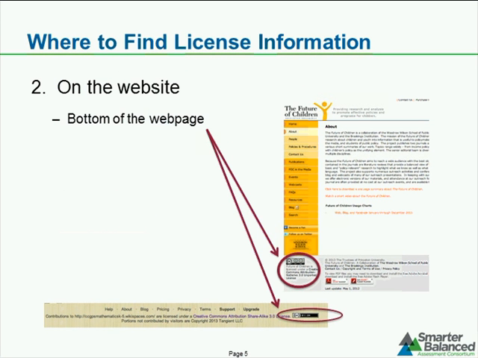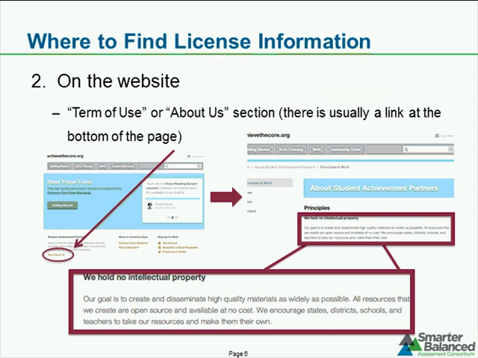If you cannot find any license information on the material itself, then check the website. Some websites include a license for their materials on the bottom of the front page. But if the license information is not on the document and it's not right there at the bottom of the website, the next place to check on the website would be the Terms of Use or About Us section.